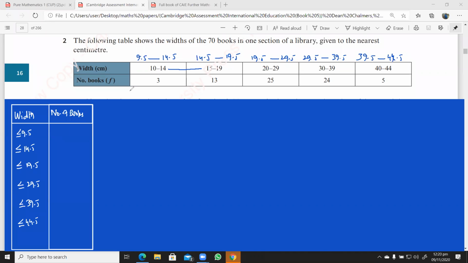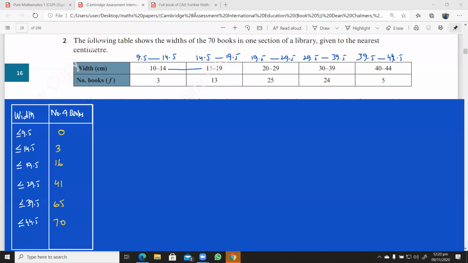Now remember, the first lower class limit always has 0 cumulative frequency against it. Then we have 3 over here, then 3 plus 13 is 16, 16 plus 25 is 41, 41 plus 24 is 65, and then 65 plus 5 is going to be 70. You can recheck this total. There can be mistakes.